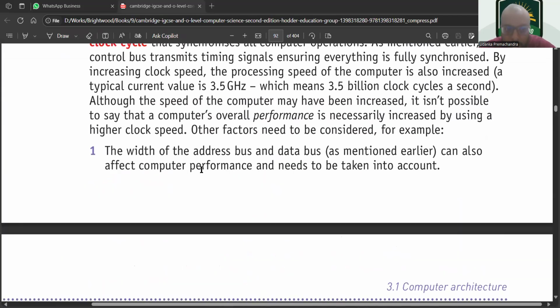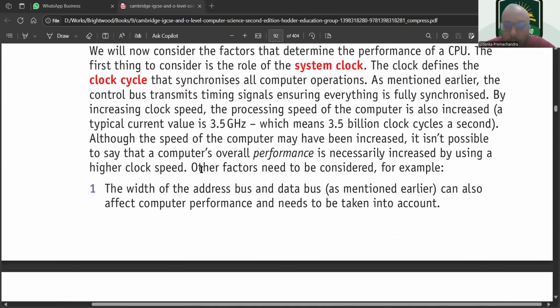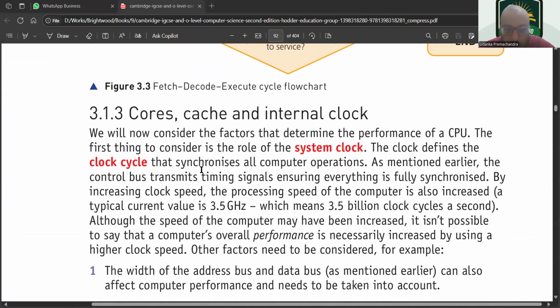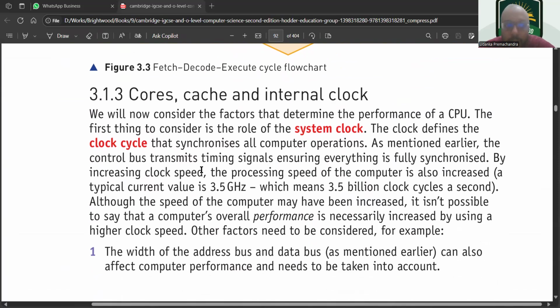Last day, as I remember, I just started. We drew these figures and all things. I just started on what the cores, cache, and the internal clock are. We will now consider the factors that determine the performance of the CPU.